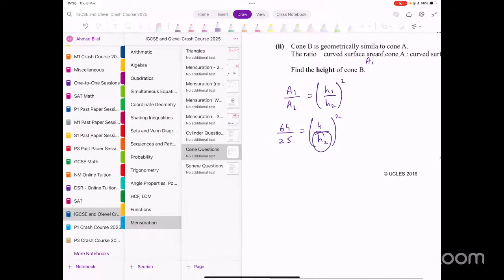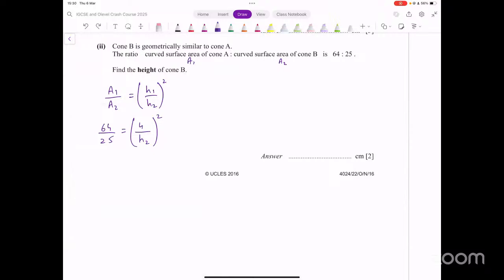H2. All right. Now, we can take square root on both sides. When we take square root on both sides, we get something like this. Square root of this, square root of this. We just take the positive value in this case because we're talking about lengths, heights. They cannot be negative. So we only consider positive values. What's the square root of 64 over 25? Square root of 64 is 8. Square root of 25 is 5. So on the left side, we get 8 over 5. On the right side, square root gets cancelled with the square, and we're left with 4 over H2. And what's the value of H2 now? Let's take H2 to the other side.